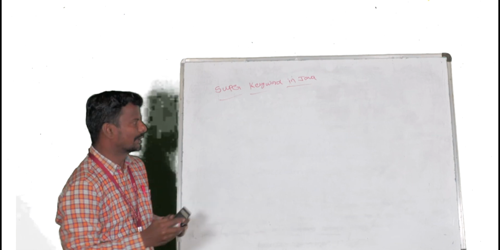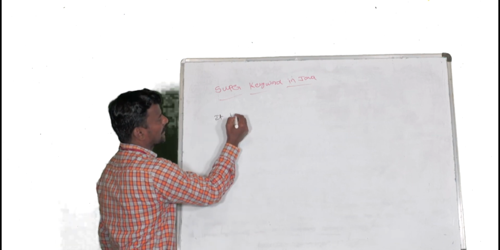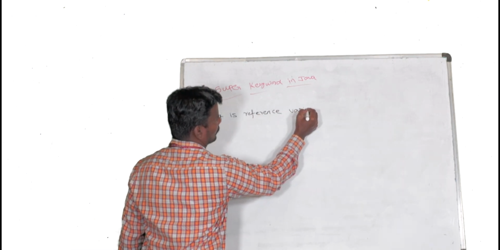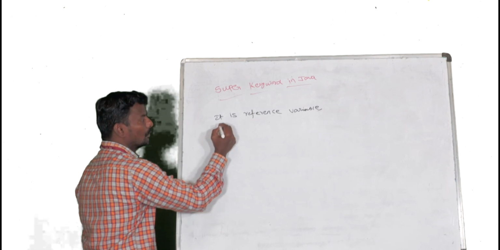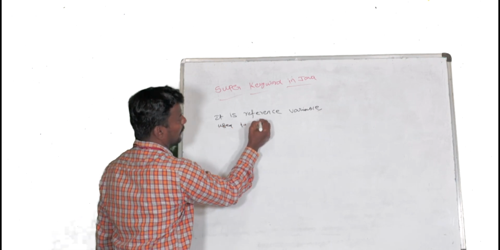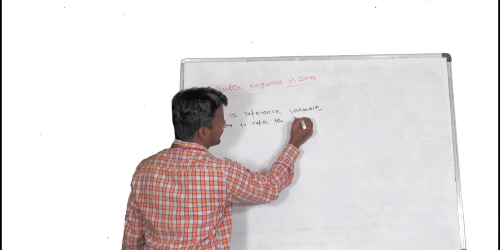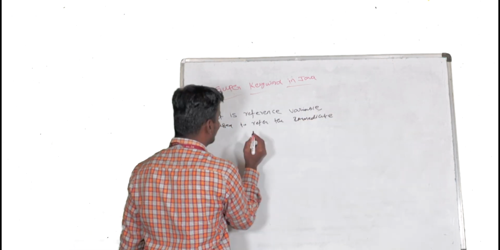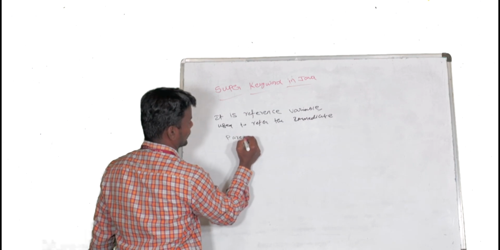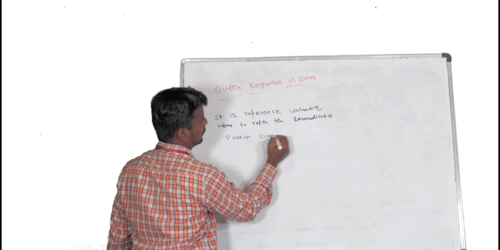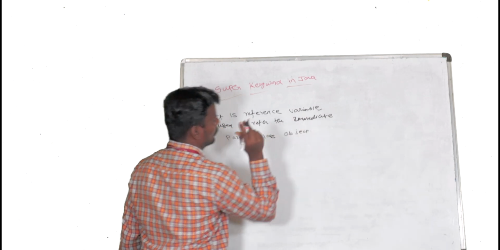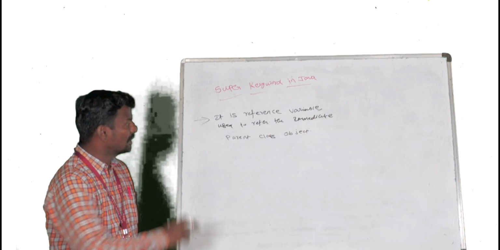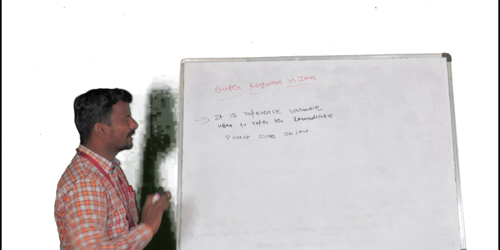First, what is meant by the super keyword? The super keyword is nothing but a reference variable. It is used to refer to the immediate parent class object. That is the purpose for which we use the super keyword. So the super keyword is one of the reference variables, used to refer to the immediate parent class object.